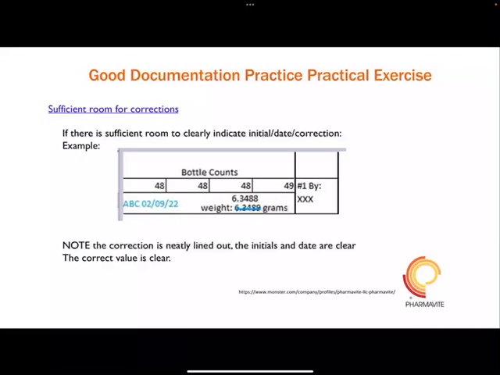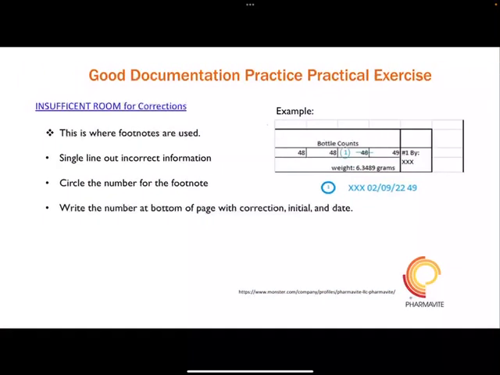This is what it looks like when there is sufficient room to clearly indicate the initials, the date, and the correction. Please note that the original miswritten information is lined out. The correct information is written near it, along with the person's initials and the date. Please note that the date, anytime you write it for a correction, is the day you put pen to paper.